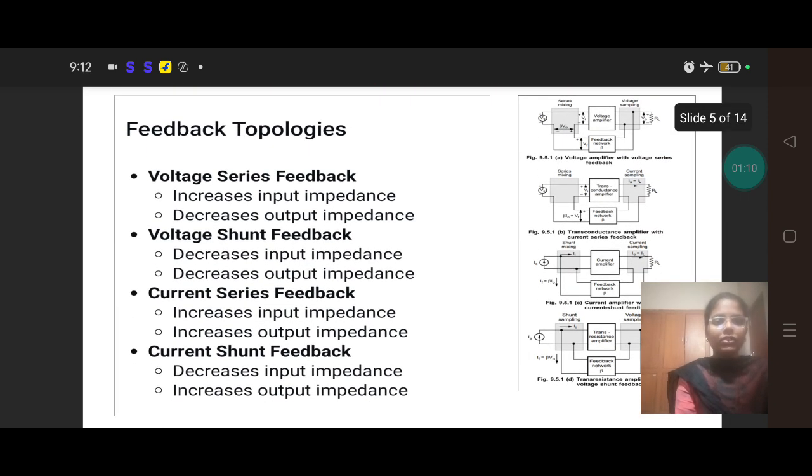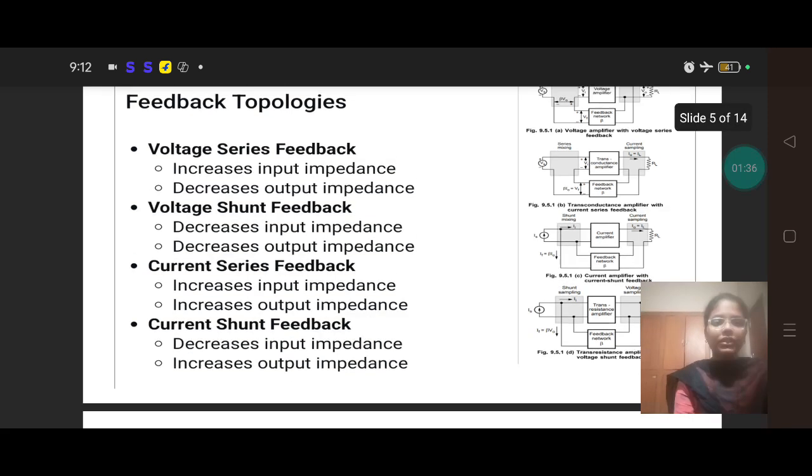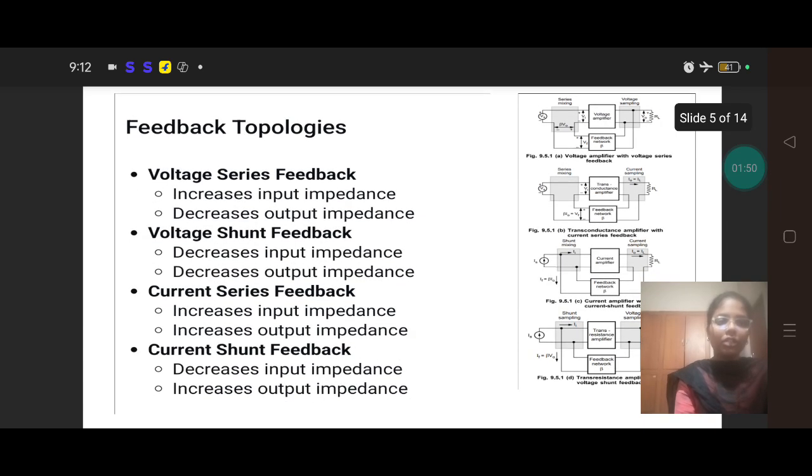In feedback topologies, there are four feedback topologies. They are voltage series feedback, voltage shunt feedback, current series feedback, and current shunt feedback. Voltage series feedback increases input impedance and decreases output impedance. Voltage shunt feedback decreases input impedance and decreases output impedance. Current series feedback increases input impedance and increases output impedance. And current shunt feedback decreases input impedance and increases output impedance. These are the four feedback topology circuit diagrams, ma'am.